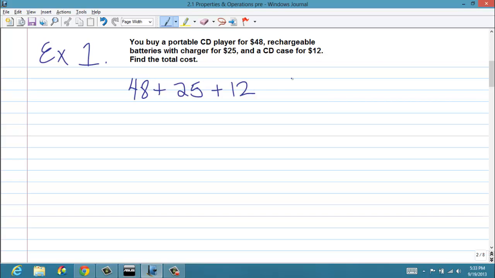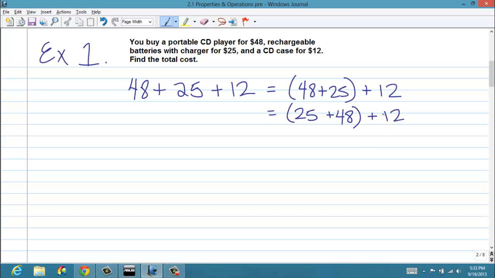When we're doing mental math, you want to add the ones that are easy to do first, and again, the order ultimately won't matter, but nonetheless, I'm going to group the first two, and then we'll add the last one in. 48 plus 25, and again, it really doesn't matter which order I put them in. Either way our answer will come out the same. So right here, I used the commutative property of addition, and I'm abbreviating it there.